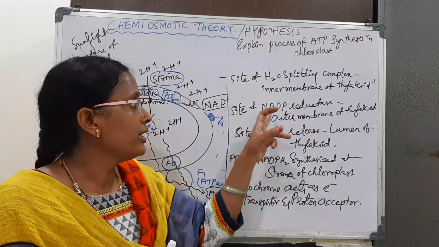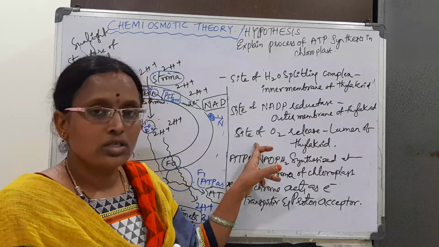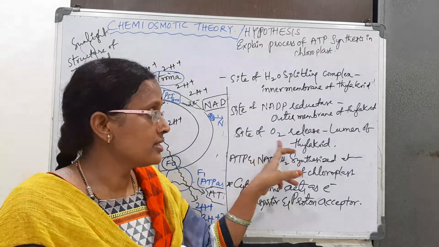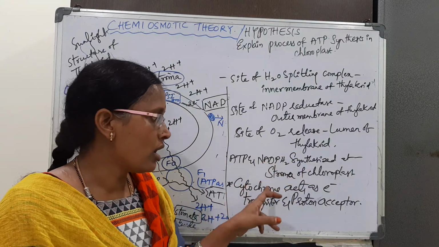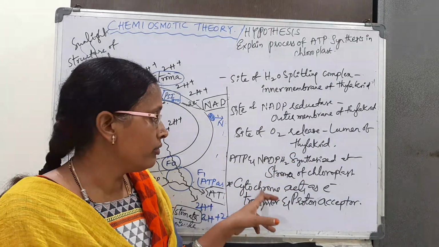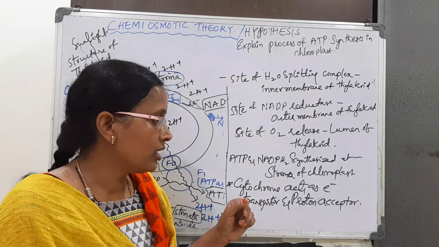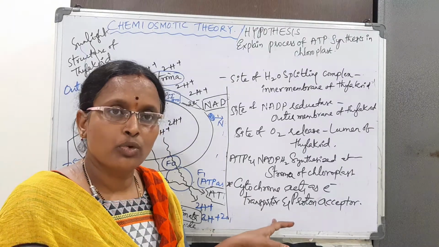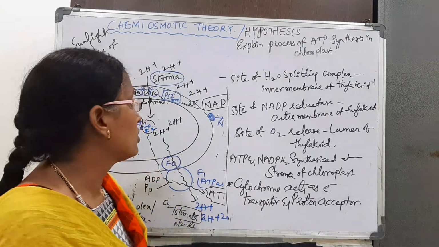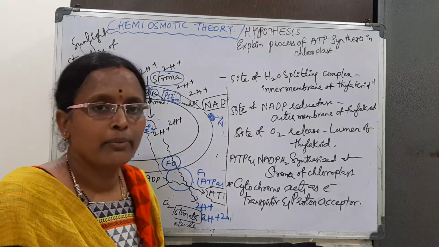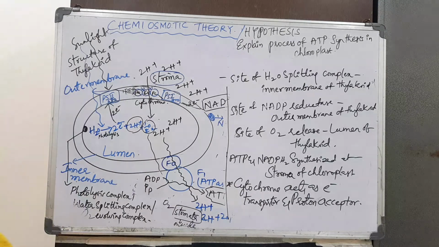NADP reductase is outside of the thylakoid. Where is the oxygen released? Inside the lumen of the thylakoid. ATP and NADPH synthesis occurs in the stroma, and cytochrome acts as an electron transporter as well as a proton acceptor. This is about the chemiosmotic hypothesis, which explains ATP synthesis in the chloroplast.